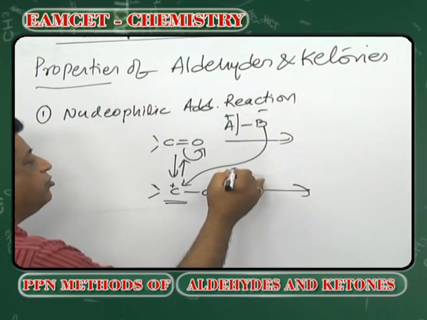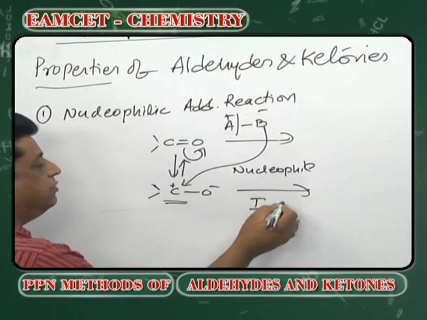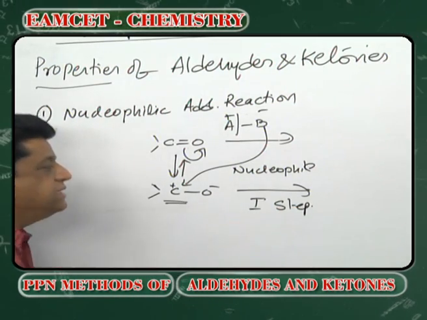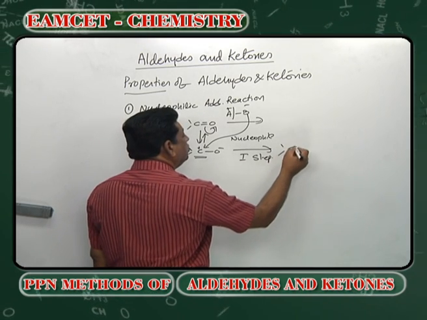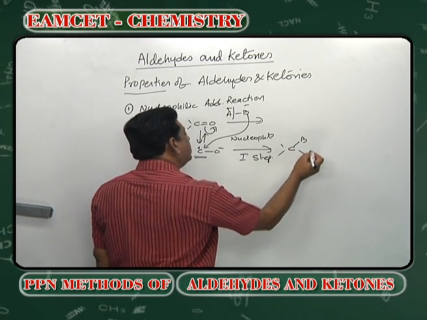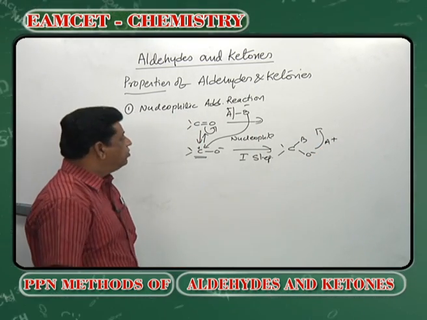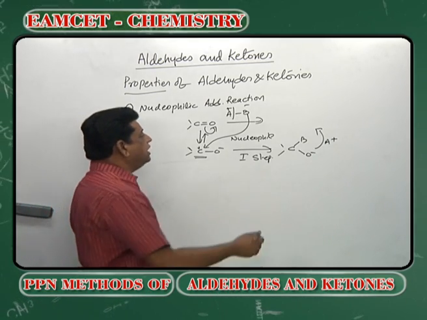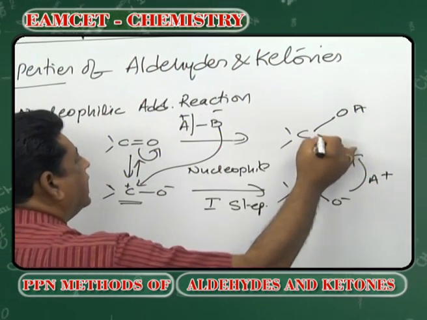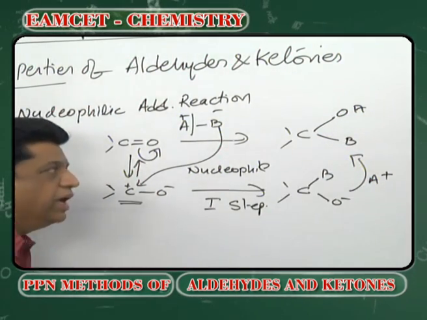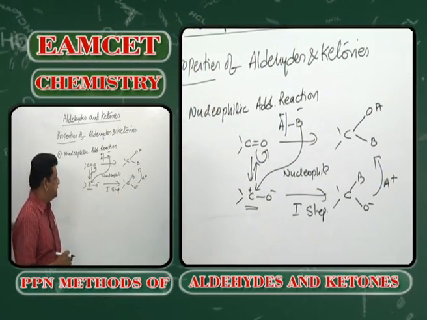B minus happens to be a nucleophile, so the first step is a nucleophile step, and therefore it is called nucleophilic addition. However, O minus later receives the A plus. It is a 2-step process: first the nucleophile is added, then the electrophile. Finally, O gets A plus and B minus is added directly to the carbon. We have a huge number of examples of this type of reaction.